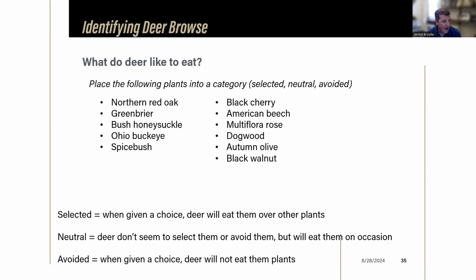How about species that, and in this category, we're only talking about them browsing the twigs of these species, not eating the mast. Greenbrier. Okay. How about species that deer would avoid eating if given the choice?